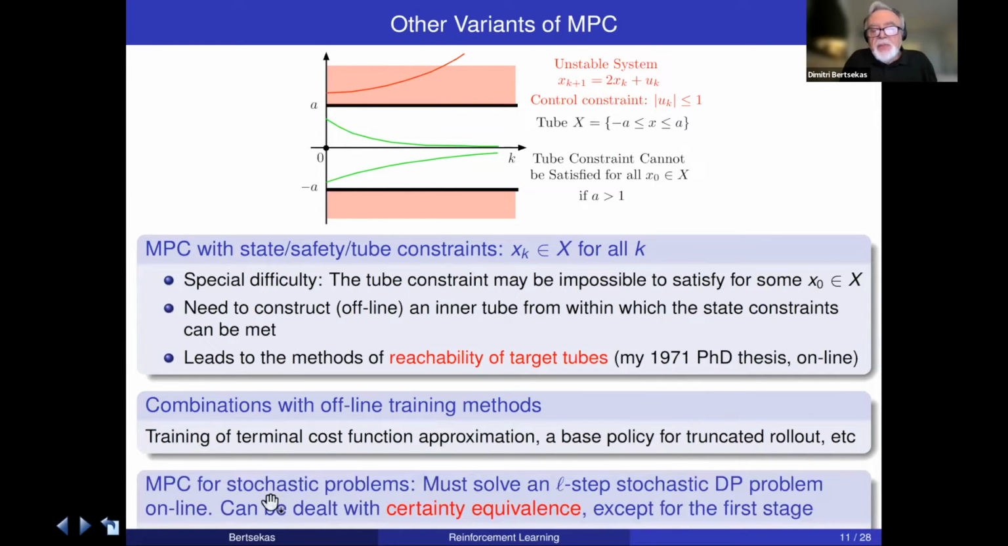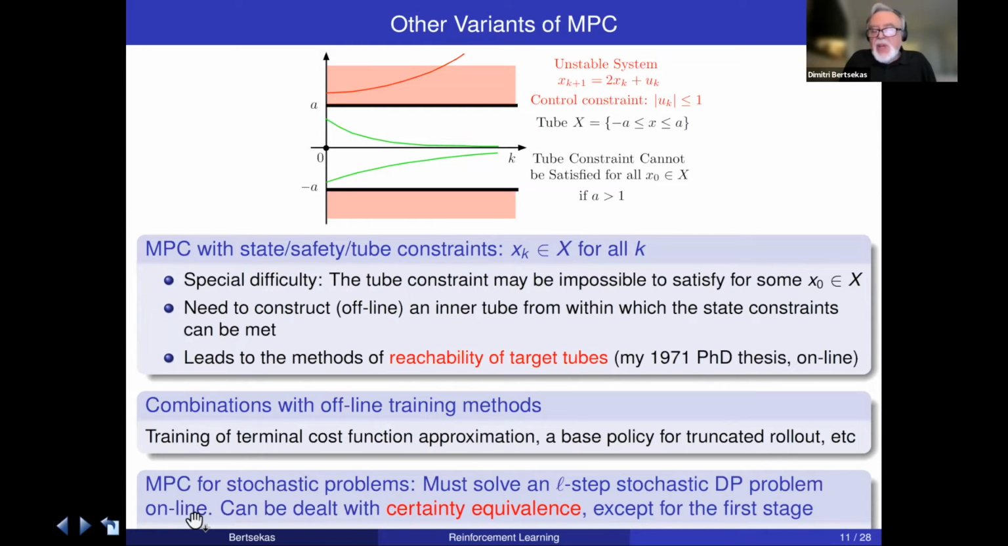We have assumed that the problem is deterministic. However, there are versions of MPC formulations that involve uncertainty, both stochastic uncertainty and also minimax worst case uncertainty. Now, the difficulty with this type of MPC is that the L-step look-ahead minimization problem is stochastic. It's a stochastic dynamic programming problem with L-step horizon. And to solve it online, it may be difficult.